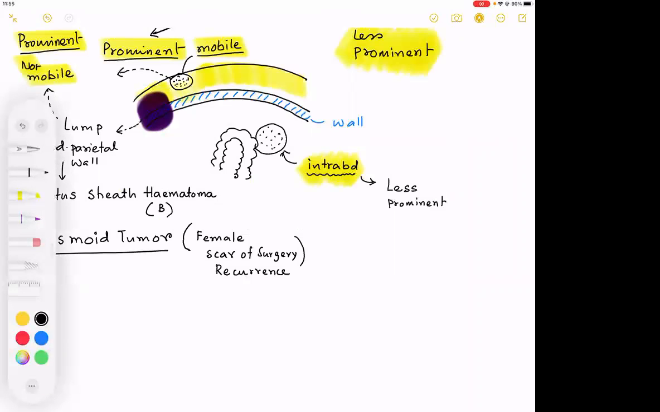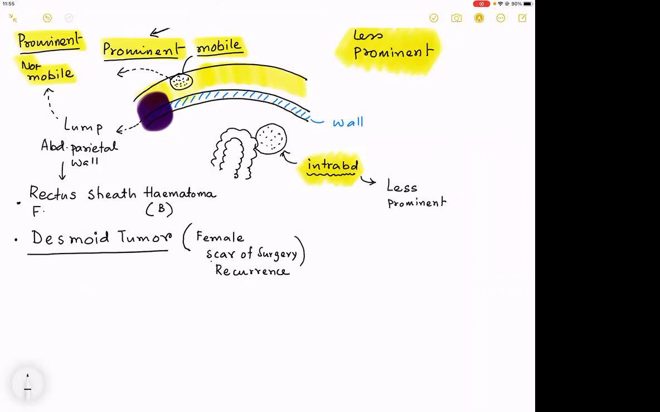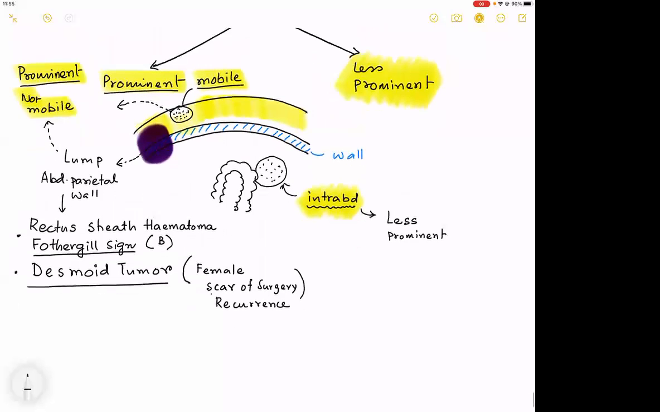For your MCQs in gynecology, you are required to know the name of a sign called Fothergill sign. I am not going to tell you what this sign is. You are required to search the name of this sign. What is a Fothergill sign? If you have completed, please tell me, then we'll proceed.